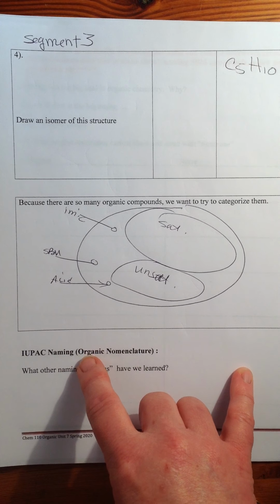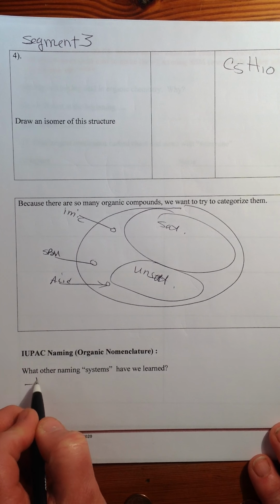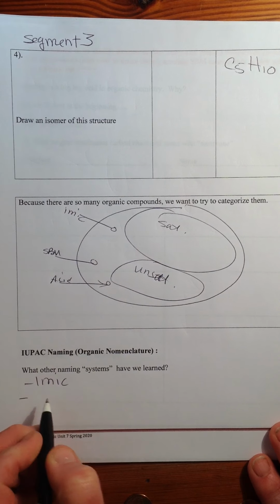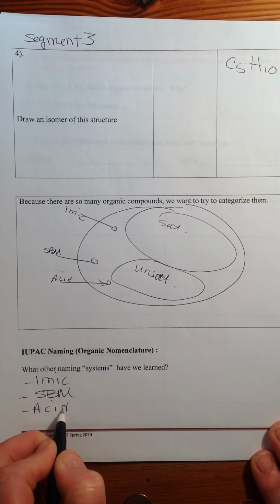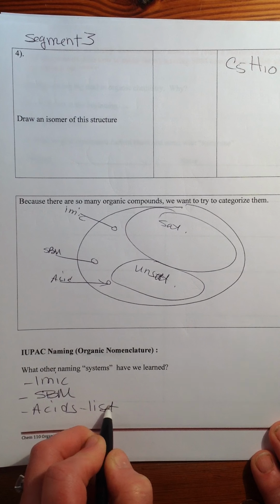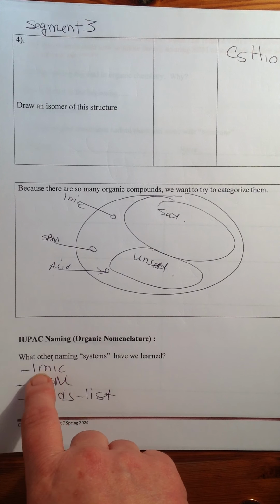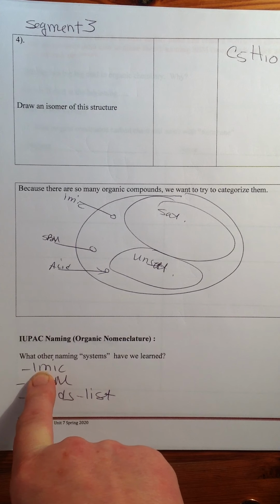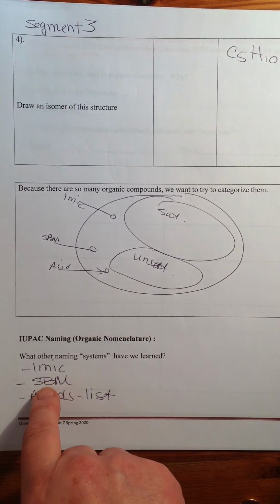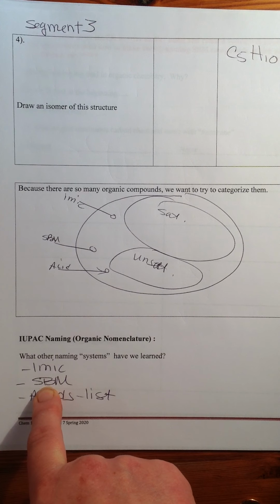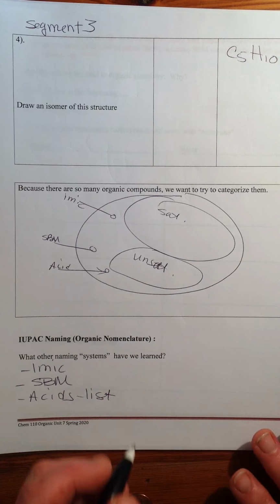So now we're going to introduce organic naming, or nomenclature. I want to remind you that we learned how to name ionic. We learned simple binary molecular. Acids, I gave you a list. We spent a bunch of time talking about how to figure out if we have ions, and then how to name the ionic compounds, how to figure out if we have simple binary molecular and how to name them. And our acids, there's a list.